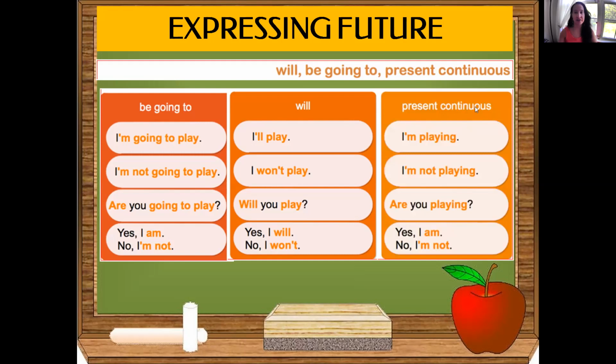Now let's do present continuous. Remember the words I'm playing or I am playing. Does everyone remember their contractions? I am or I'm playing. You see the ing? This is continuous. It keeps happening. And it happens also in the future because you're predicting it. I'm not playing. I am not playing. Is everyone repeating after me? Let's try this one. Are you playing? Yes, I am. No, I'm not. Okay?